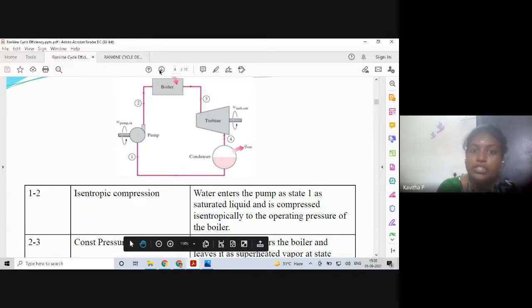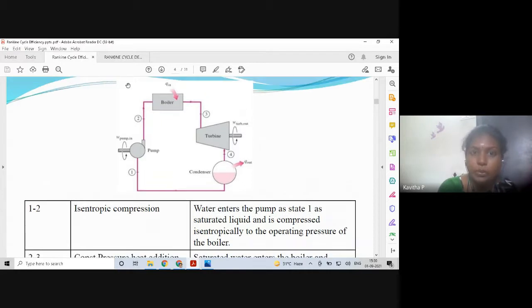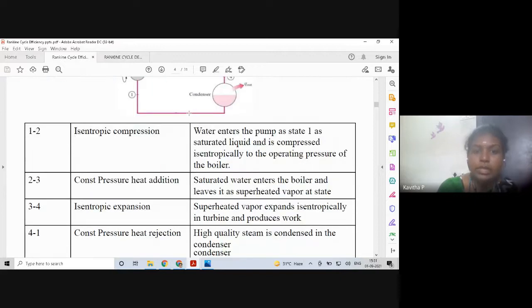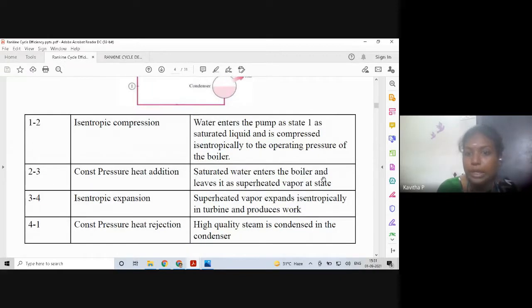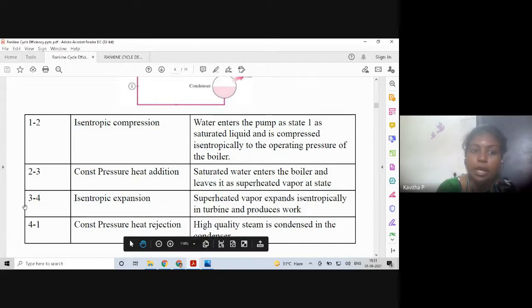So the change taking place over here is only addition of heat, which is denoted as Qin. Heat is added where the coal is burnt and heat is produced to convert water into superheated steam. So that is what is mentioned here. Saturated water enters the boiler and leaves as superheated vapor. And in 3 to 4, the superheated steam goes through the turbine, where there is an isentropic expansion process.